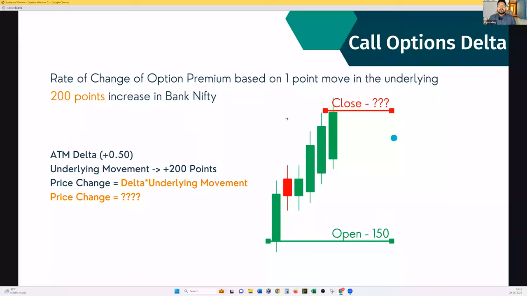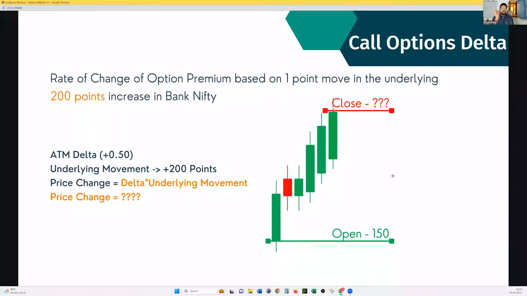Okay. So now you guys are going to calculate what will be the close value. It's an ATM. We have bought an ATM at 150 rupees. The underlying has moved positive 200 points. Now what will be the close price? Come on guys, calculate it for me. If you understand this, you have literally understood how the option premiums are increasing and decreasing and how to select your strike.